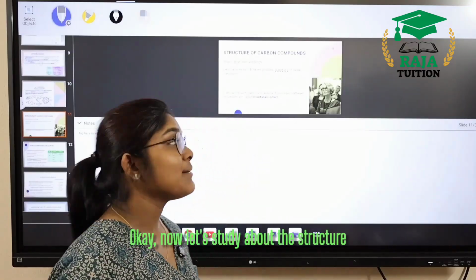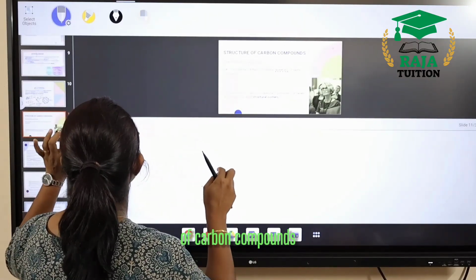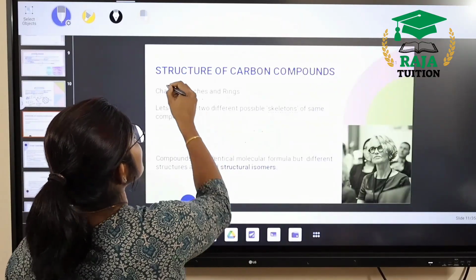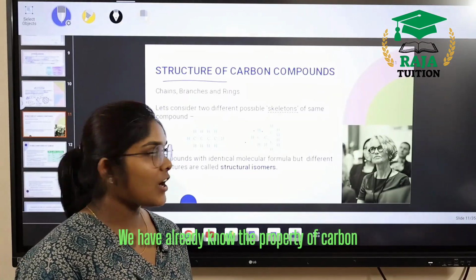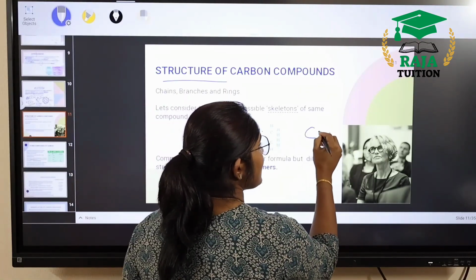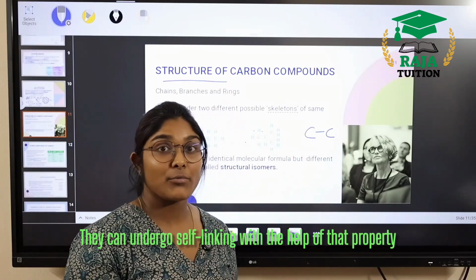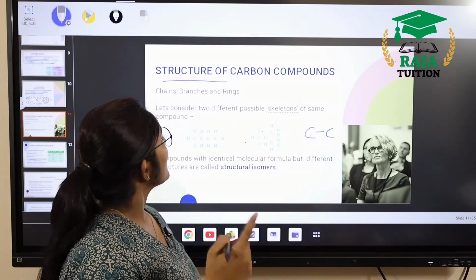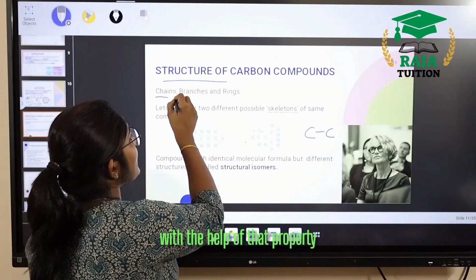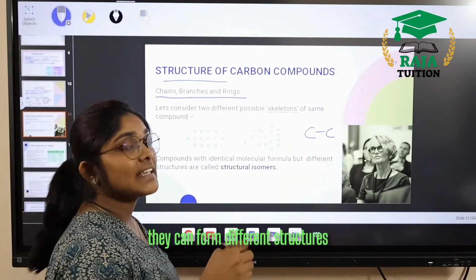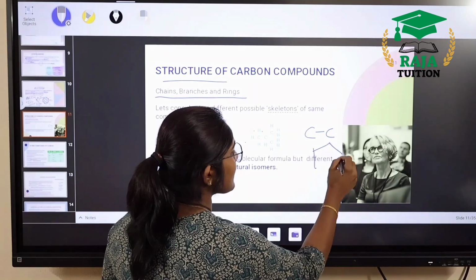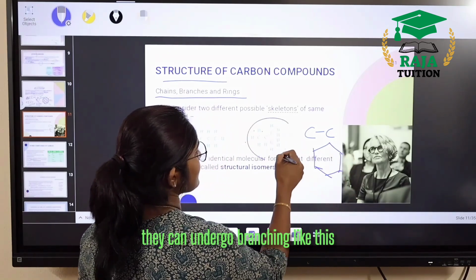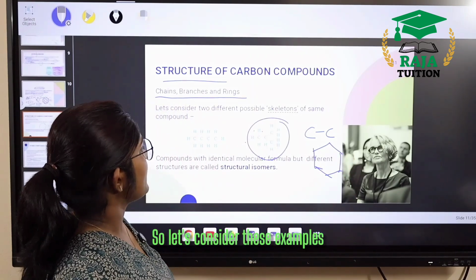Now let's study the structure of carbon compounds. We already know the property of carbon, that is catenation. They can undergo self-linking with the help of that property, and so they can form different structures. They can be chains like this, they can be rings like this, they can undergo branching like this. So let's consider these examples.